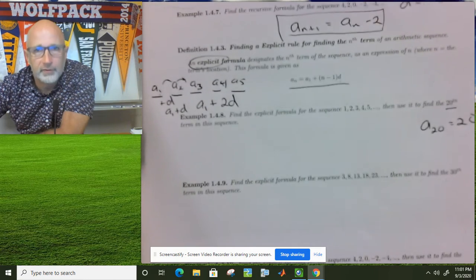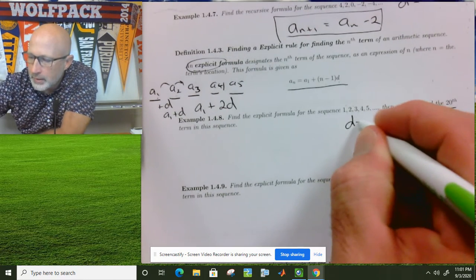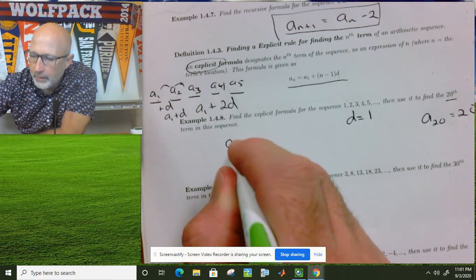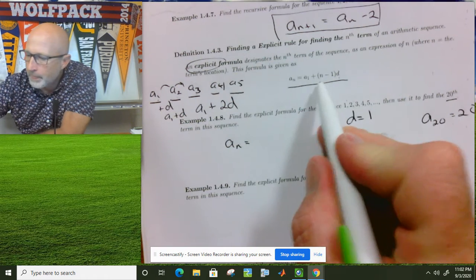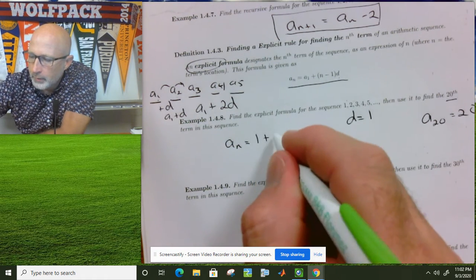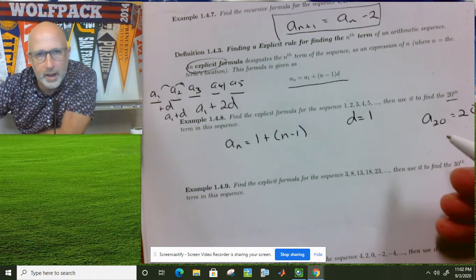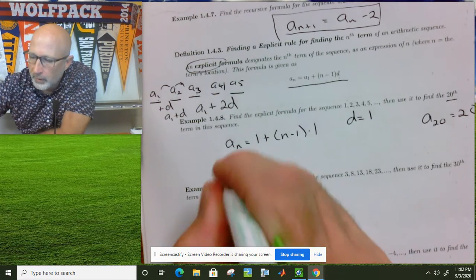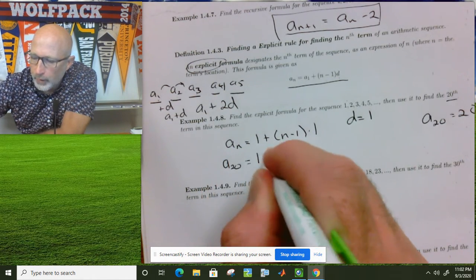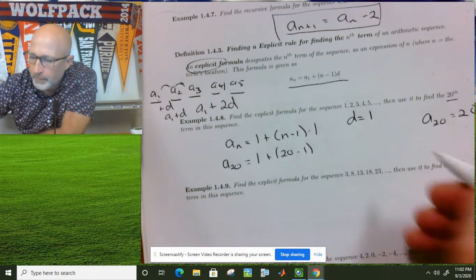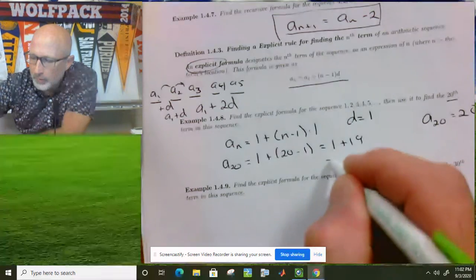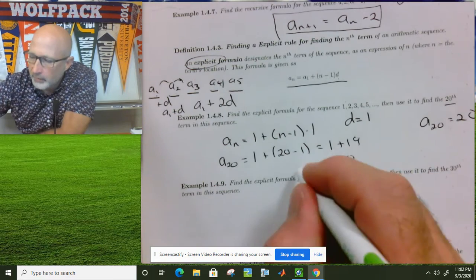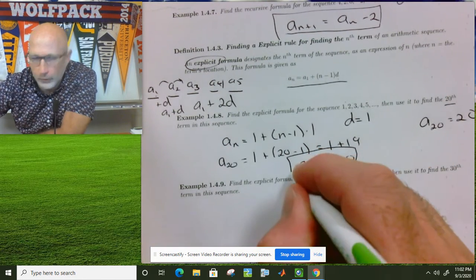So let's work through and figure out what this is. We figured out earlier that D was equal to 1. So according to this formula, A of n is equal to A of 1, which is 1, plus n minus 1 times the common difference D, which in this case is 1. So A of 20 is equal to 1 plus 20 minus 1, which is 1 plus 19, which is equal to 20, exactly the answer we thought we'd get from the very beginning.